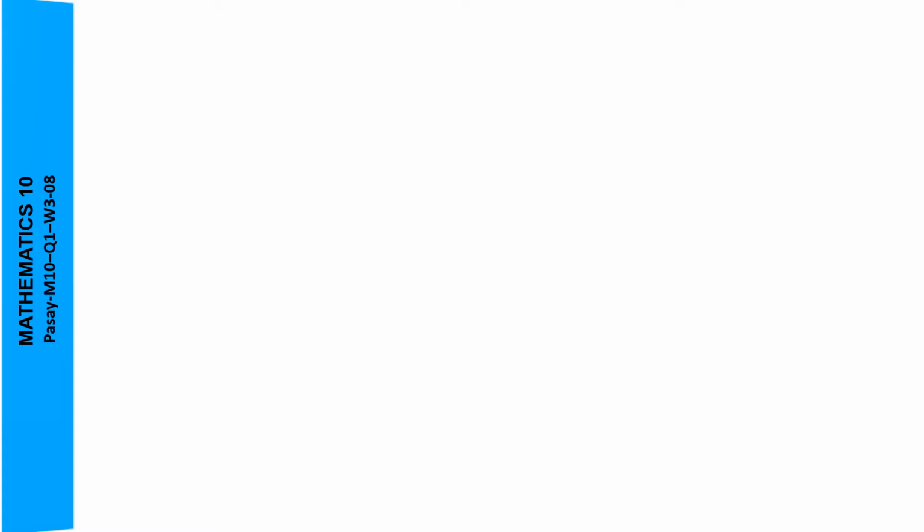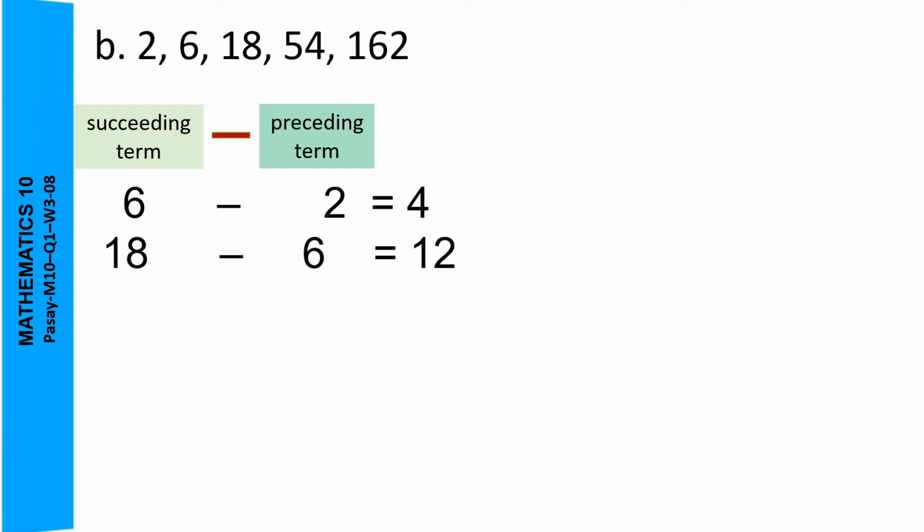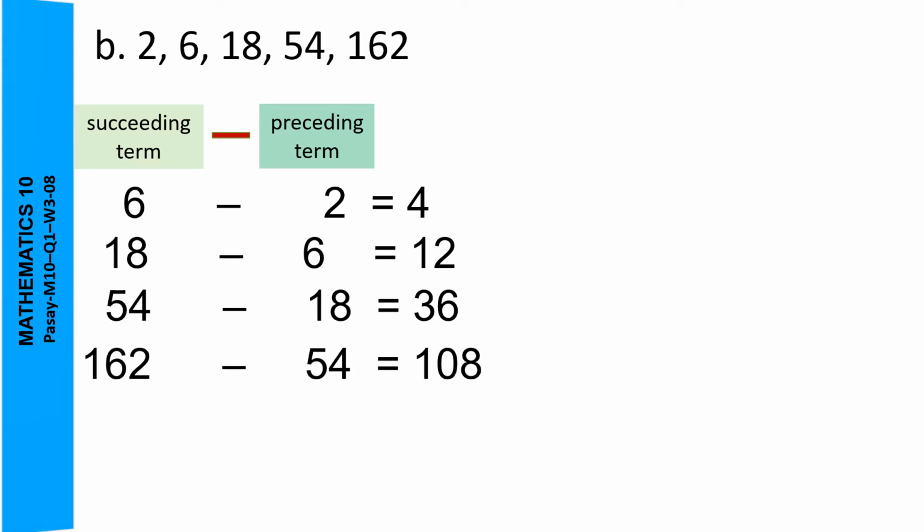Let us try to get the differences of the succeeding terms and the preceding terms of the given sequences in letters B and C. For sequence B, 2, 6, 18, 54, and 162, we are going to find the difference of the succeeding term and the preceding term. Let us start with 6 and 2. 6 minus 2 is equal to 4. 18 minus 6 is equal to 12. 54 minus 18 is equal to 36. And 162 minus 54 is equal to 108.